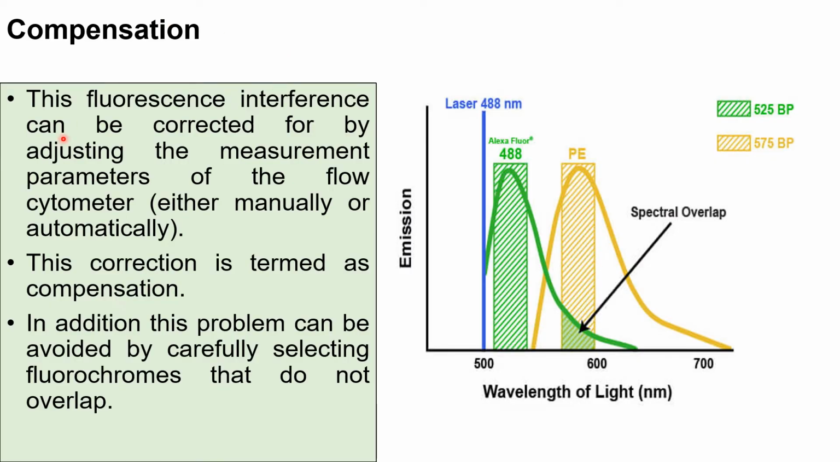So this fluorescence interference can be corrected by adjusting the measurement parameters of the flow cytometer, either manually or automatically. This correction is termed compensation. In addition, this problem can be avoided by carefully selecting fluorochromes that do not overlap.